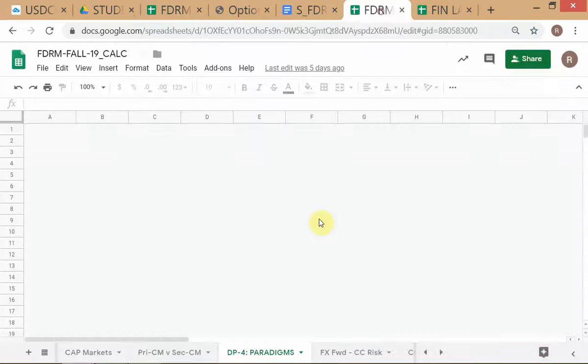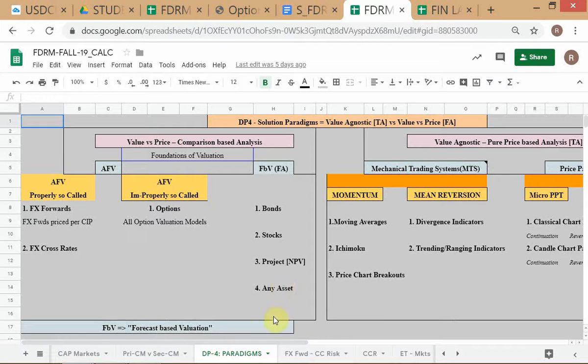Where is your calc? Yeah, okay. In your calc file, you'll find that there is a sheet like this. This is called DP4 paradigms. Why DP4? Because decision problem 4 is to buy or to sell.